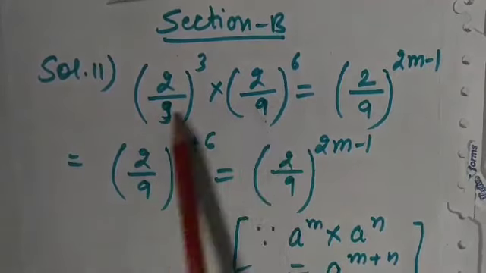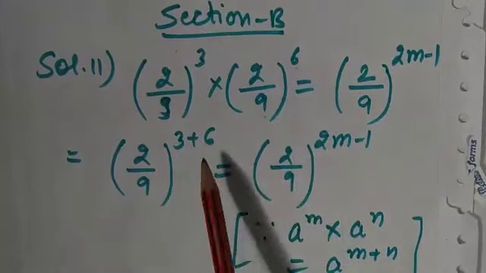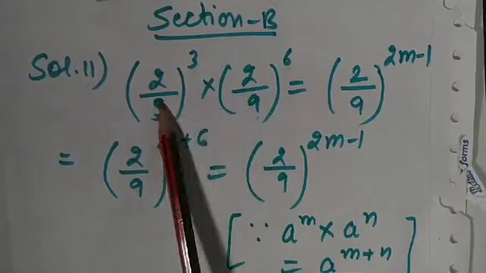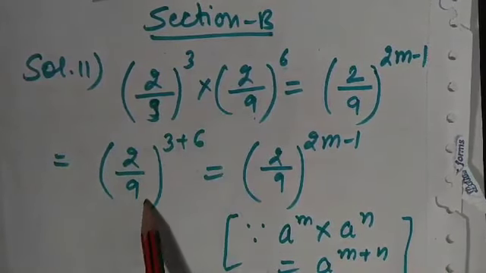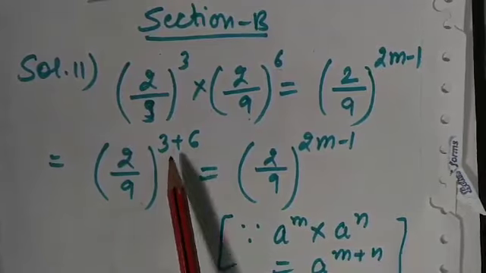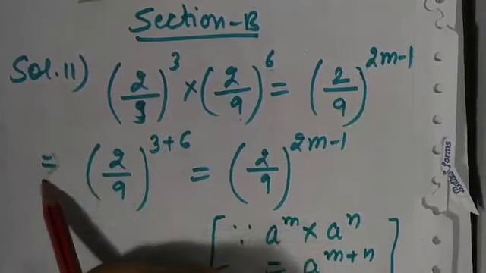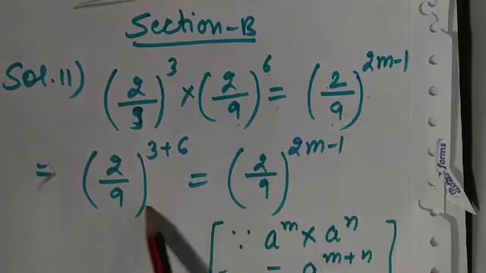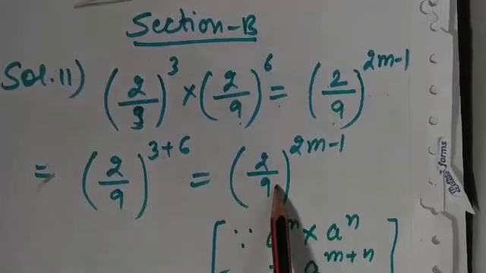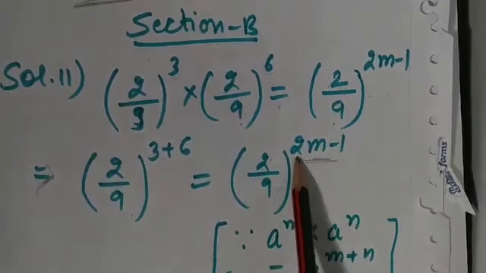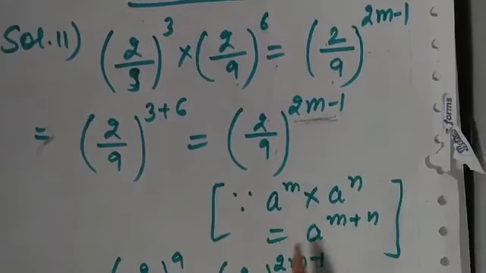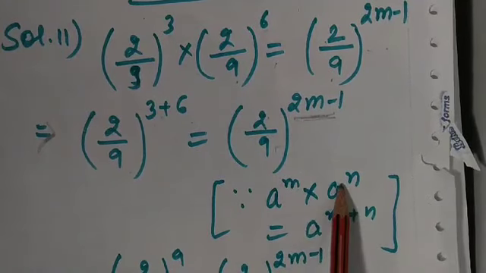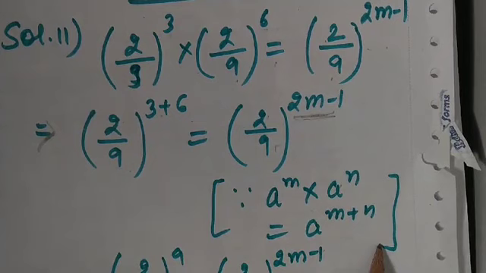We have same bases, so the powers get added. So I have added the powers. Okay, bases are same and we have multiplication, so powers can be added. So it will be 2 by 9 raised to the power 3 plus 6. Now this is equal to 2 by 9 raised to the power 2m minus 1. So here I have applied this law: a raised to the power m into a raised to the power n is equal to a raised to the power m plus n.